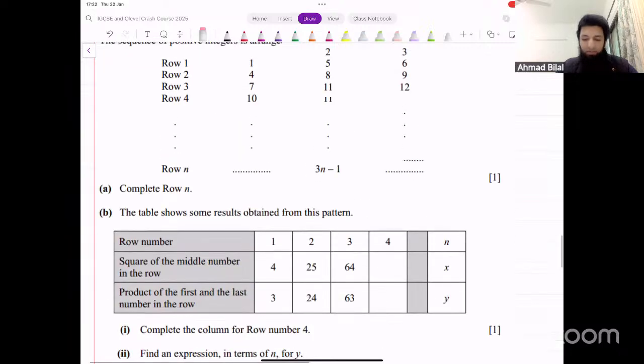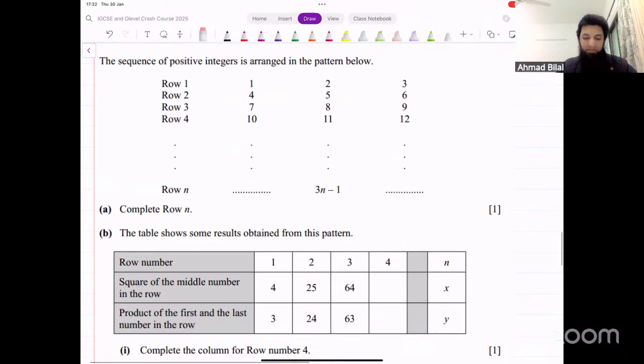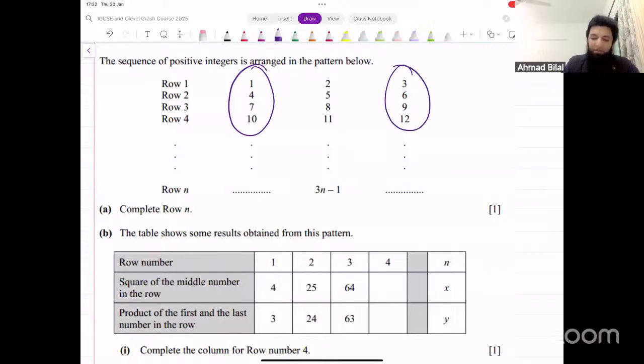Let's take another example. Let's say we've got something like this. The sequence of positive integers is arranged in the pattern below: 1, 4, 7, 10, then 2, 5, 8, 11, then 3, 6, 9, 12, and so on. First of all, they're saying complete row n. So basically, you have to write down the nth term formulas for these sequences.